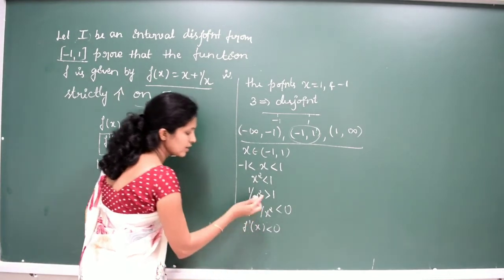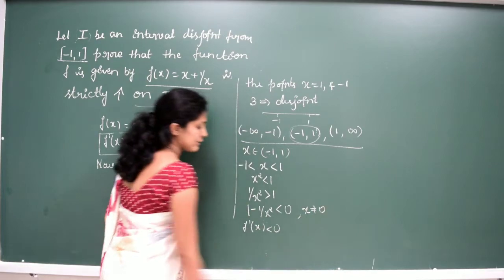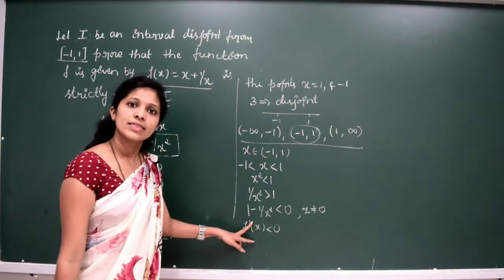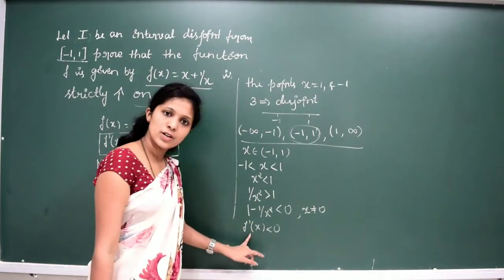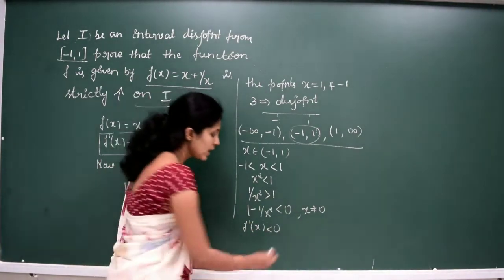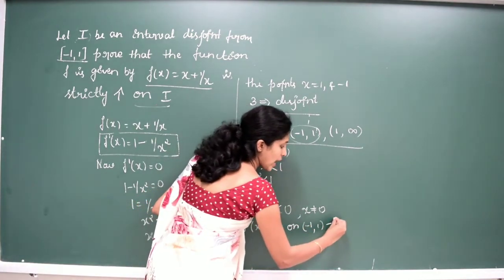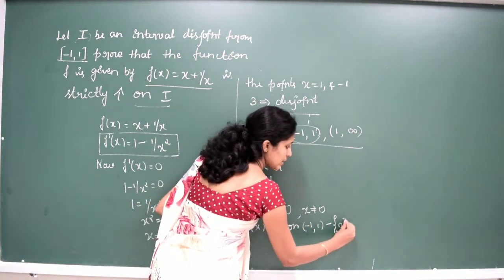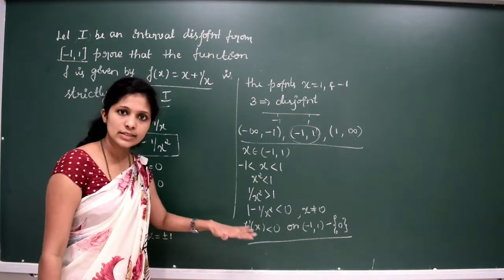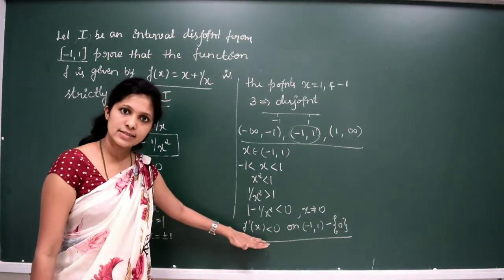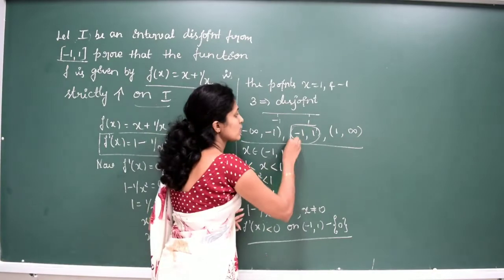And one more thing here, the value of x cannot be equal to 0. Is it clear? If the value of x is equal to 0, then it is not defined. The value of x is not equal to 0. So the function f dash of x is less than 0 on the interval, what is the interval? Minus 1 comma 1. But you have to remove the set containing the 0. I mean you have to remove 0 because if you substitute 0, it will be not defined. Is it clear? F dash of x is less than 0. So the function is decreasing in the interval minus 1 to 1.